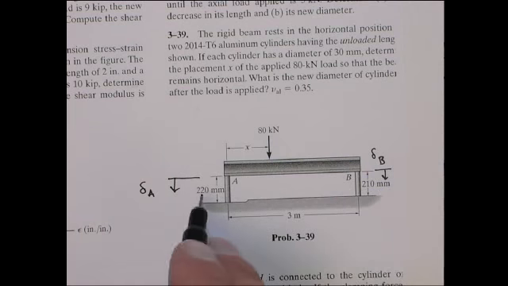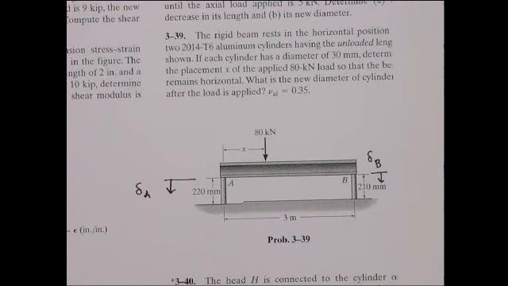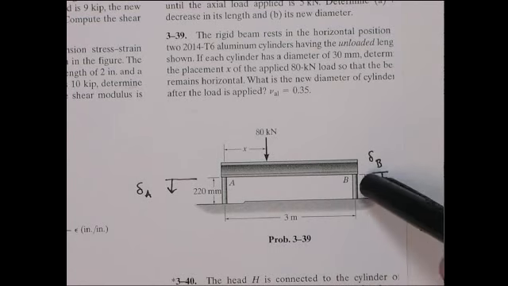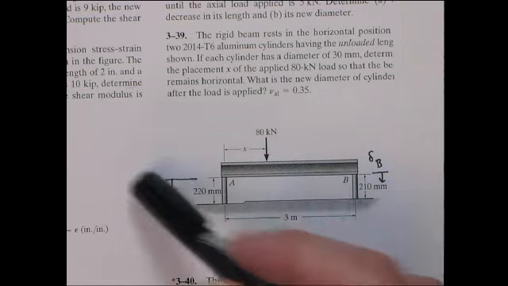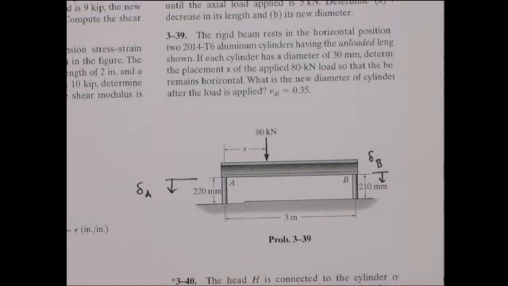Now, if these were the same lengths, that would correspond to the same strain, and therefore the same stress, and then the same reaction force at A and B. But since they're different lengths, this one will have to have a little greater strain because it's shorter, and therefore a greater stress, and so a greater reaction force in it. And they're the same material, the same diameter. Okay? So let's solve that.